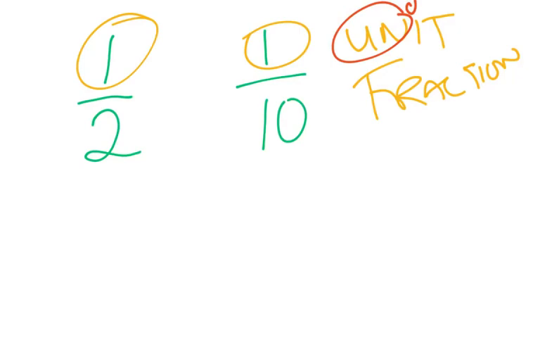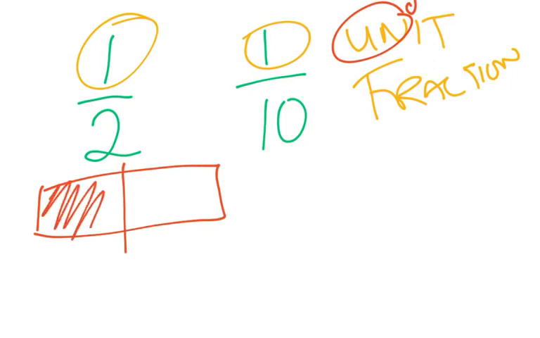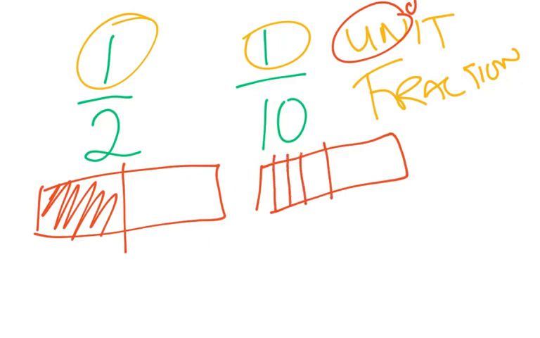So unit fractions are pretty easy to compare because I can think about, oh, what's 1/2 going to look like? It's going to be half of my whole. Okay. What's 1/10 going to look like? It's going to be not half, but 1/10 of my whole. Which one's bigger? Oh, 1/2 is a lot bigger than 1/10. Unit fractions are pretty easy to compare. They're already in their simplest form. However, most fractions will not be.